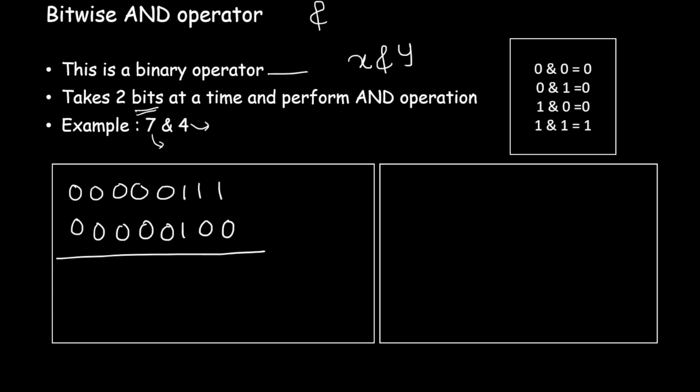Now, between each two bits of these numbers, we perform an AND operation. What is an AND operation? The AND operation follows this rule. 0 and 0 will give a 0. 0 and 1 will give a 0. 1 and 0 will give a 0, and 1 and 1 will give a result 1.